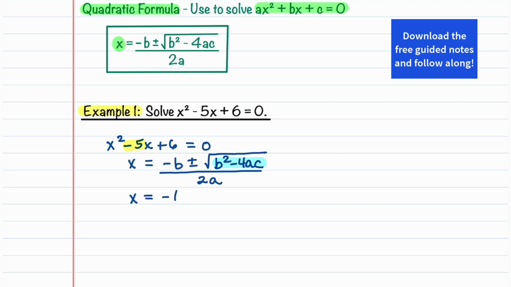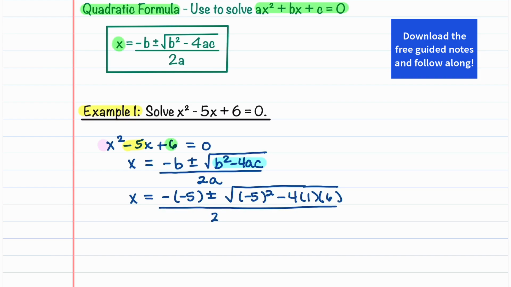We're going to have a minus 5, plus or minus the square root of b squared, so this is minus 5 quantity squared, minus 4. a is the number multiplying x squared, which in our case is a 1. And then we have c, which is the constant, and in this case, it's equal to 6. And then we're going to divide all of this by 2 times a, which in our case is 1.